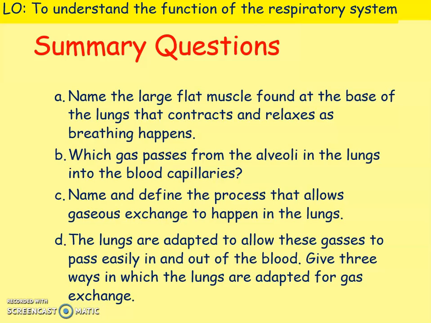These are your summary questions that I hope you'll be able to answer by the end of this session. You need to be able to name the large flat muscle found at the base of the lungs that contracts and relaxes as breathing happens. You need to be able to tell us which gas passes from the alveoli in the lungs into the blood capillaries. You need to be able to name and define the process that allows gas exchange to happen in the lungs. And finally, the lungs are adapted to allow the gases to pass easily in and out of the blood. Give 3 ways which tell us how the lungs are adapted for this to happen.